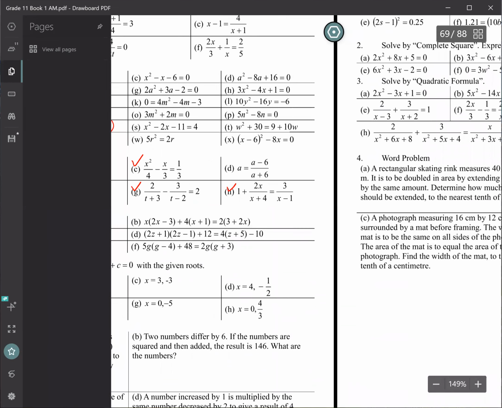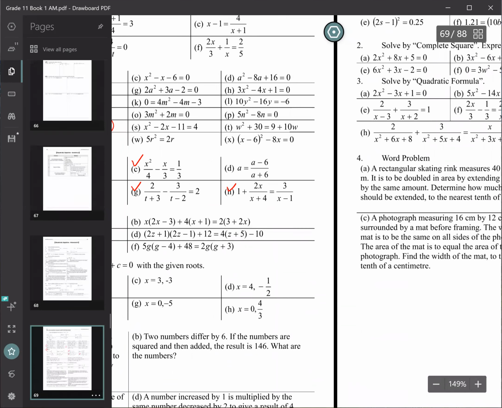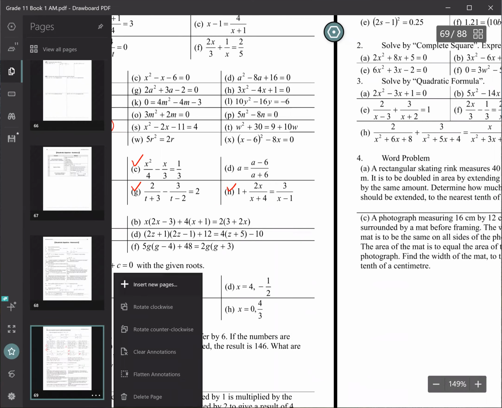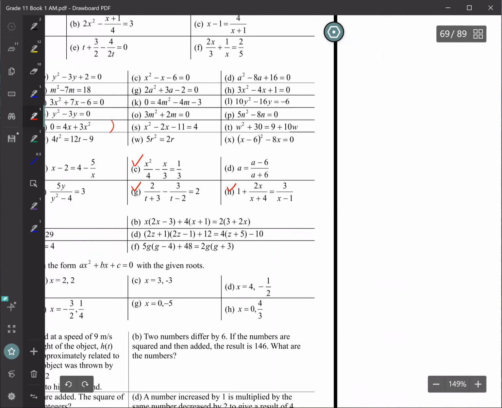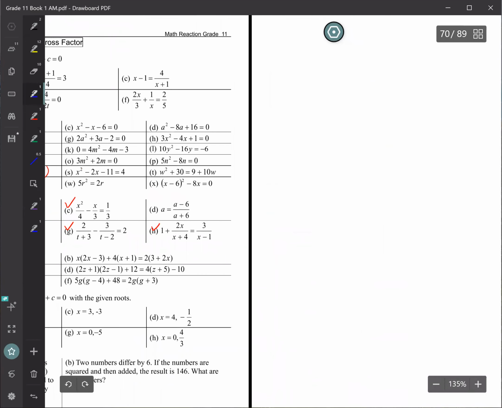Let me add a page here. We'll finish these 3 before the break. All right, copy the question here.